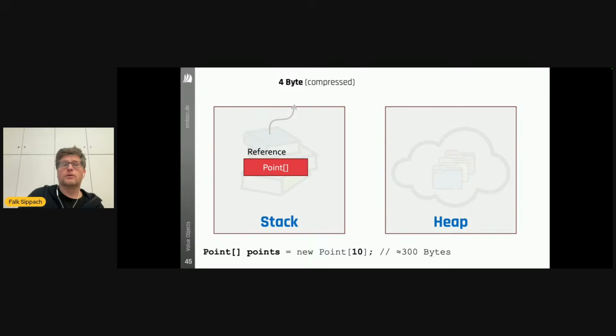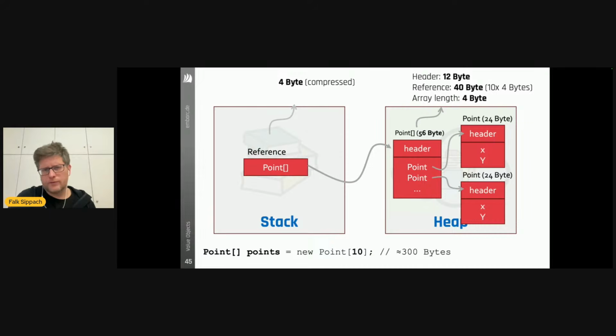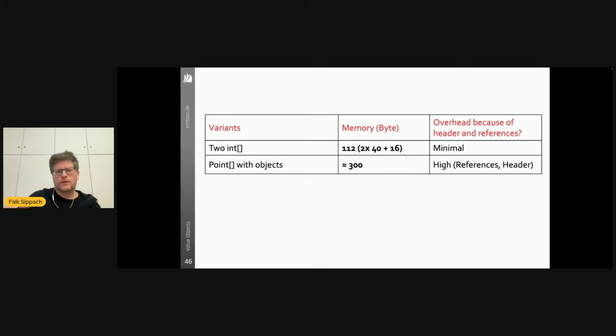Then there would be a reference to the point array, which is on the stack, which has 4 or 8 bytes. And then we have the point array itself. It has a header of 12 bytes, and then it has 10 references to 10 points, so another 40 bytes. And then there's still the length of the array with 4 bytes. But then each reference still points to the actual point, which has 24 bytes again. And so there will be about 300 bytes. So it's about a factor of 3 again. And that's quite a big difference.